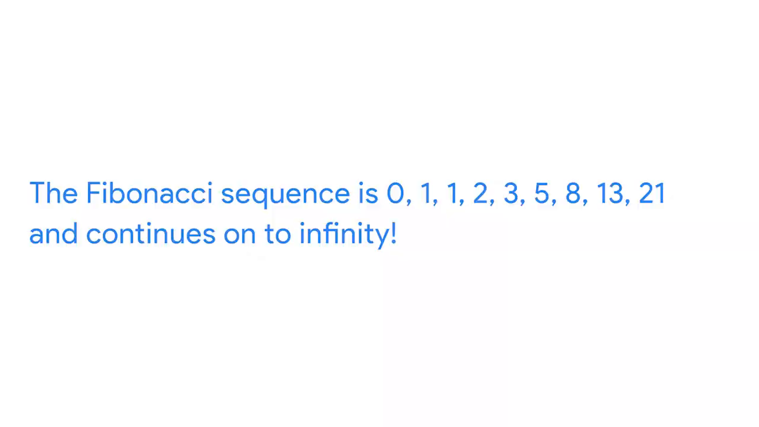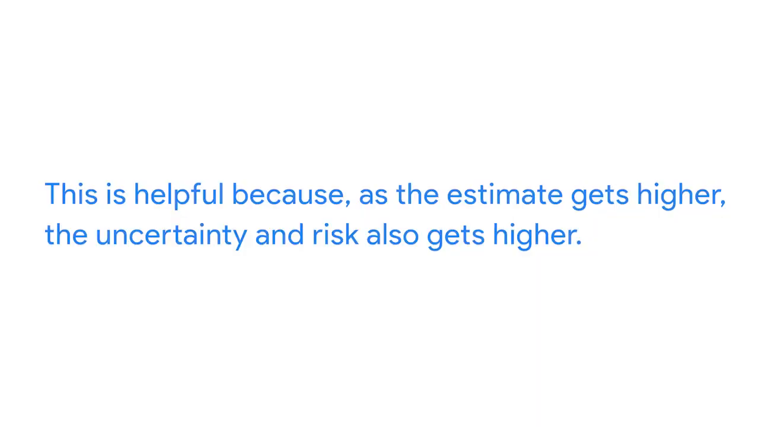These numbers are special in that they start out close to one another, but as the numbers get higher, they spread farther and farther out. This is helpful because as the estimate gets higher, the uncertainty and risk also gets higher. This number combines both effort and risk into one number. In other words, there's not much use in debating estimation values between 21 and 25 points, but choosing between 21 and 34 is a real conversation.